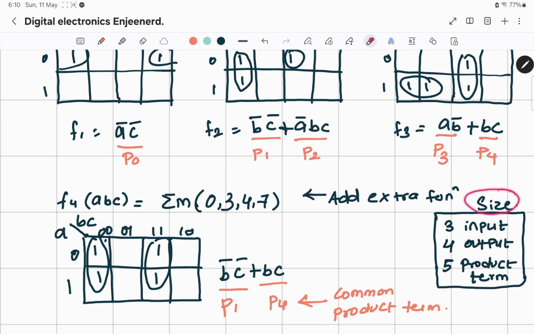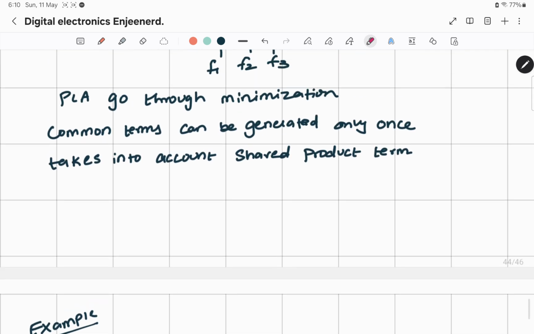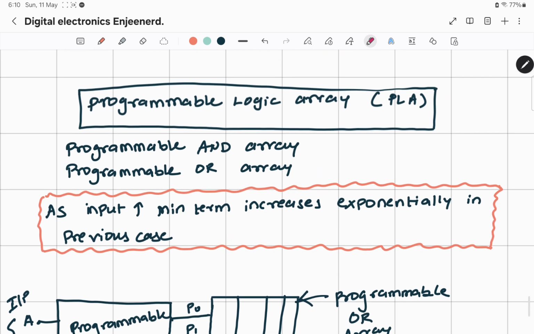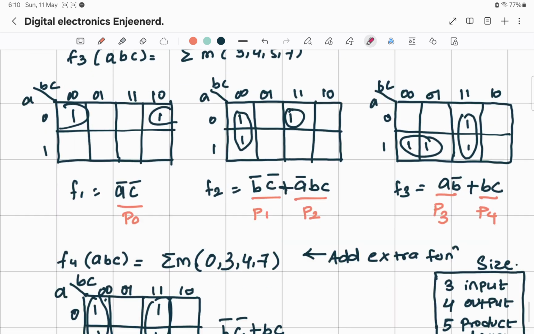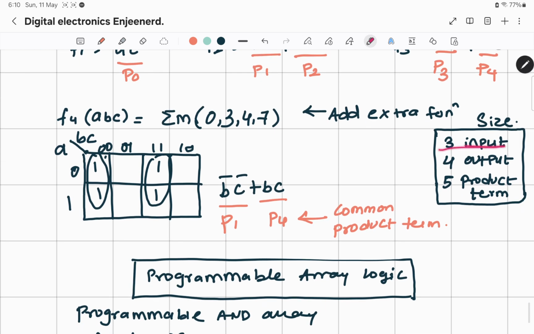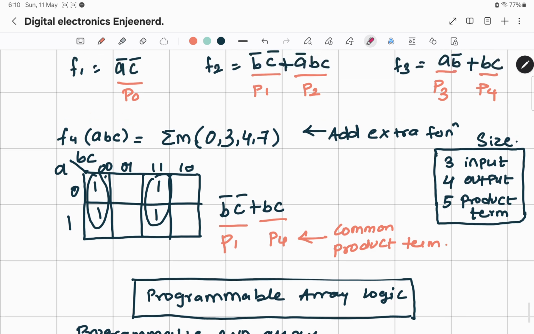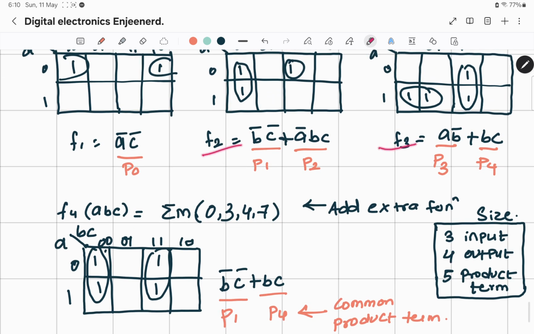What is the size of this PLA? The size is having 3 inputs because it is A, B and C. How many product terms am I having? I am having 5 product terms, P0 to P4. And how many outputs am I having? Output is nothing but the functions, 4 functions. So 3 we already generated here and one more function which we are generating here. So the chip will define a certain size and depending on our requirement, we'll select that kind of chip.